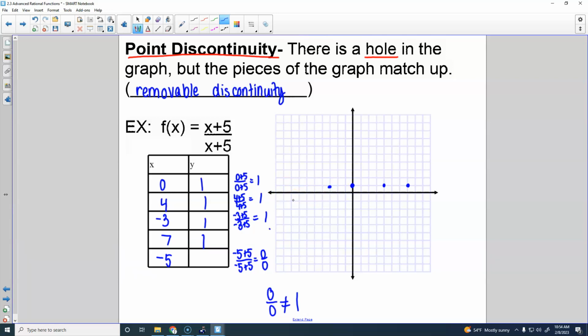You can plug in any other number in the world, you're going to get 1. You can pick any number that you would like, you're going to get 1 every time. You can plug in pi, and you would get 1. You could plug in e, and you would get 1. You could plug in 7,523, you would still get 1. But if we plug in negative 5, we don't get anything, right? It's undefined. So the way that we would graph that is we would put an open circle right there at the point negative 5, 1. And so the graph is going to look like this.